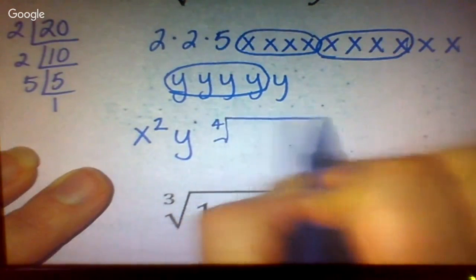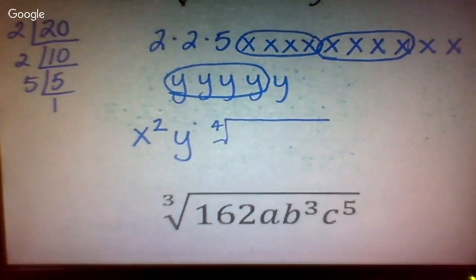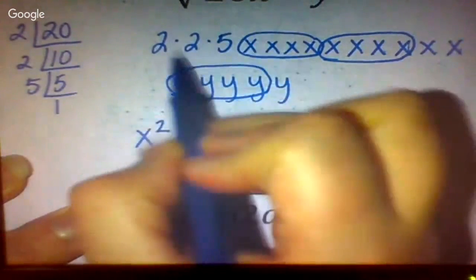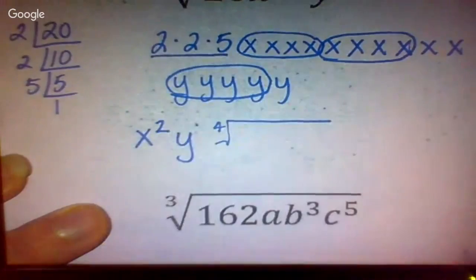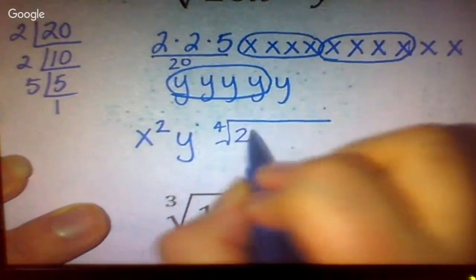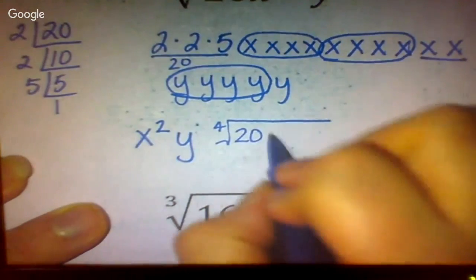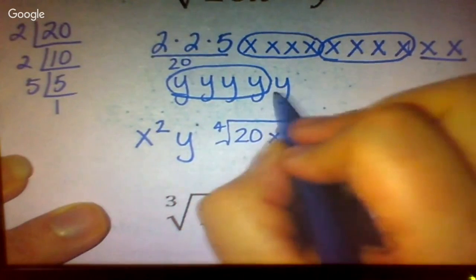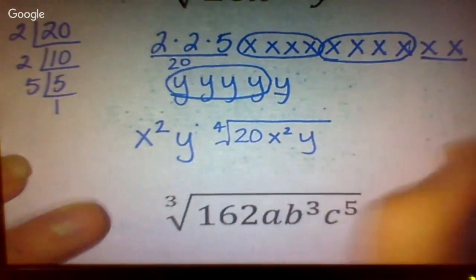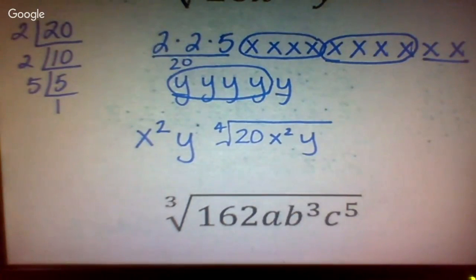So then we throw down our radical, the 4th root. Okay, we got to put everything back together. What's 2 times 2 times 5? 20. So 20 goes back under the radical. What's X times X? X squared. And then we have a Y. And you're done. Boom. Okay. You wanted to do these?